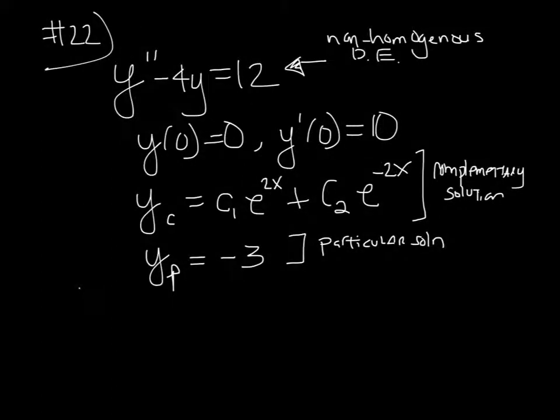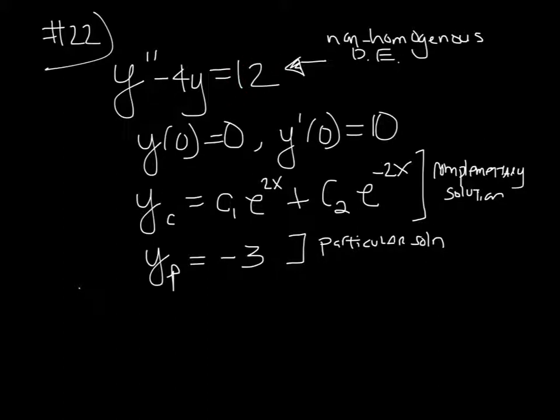Okay, this is number 22 in section 2.2, and the directions say, a non-homogeneous differential equation, a complementary solution y sub c and a particular solution y sub p are given. Find a solution satisfying the given initial conditions. So I went ahead and wrote the problem already. So here is our differential equation, and notice it's non-homogeneous, because it's not equal to 0.